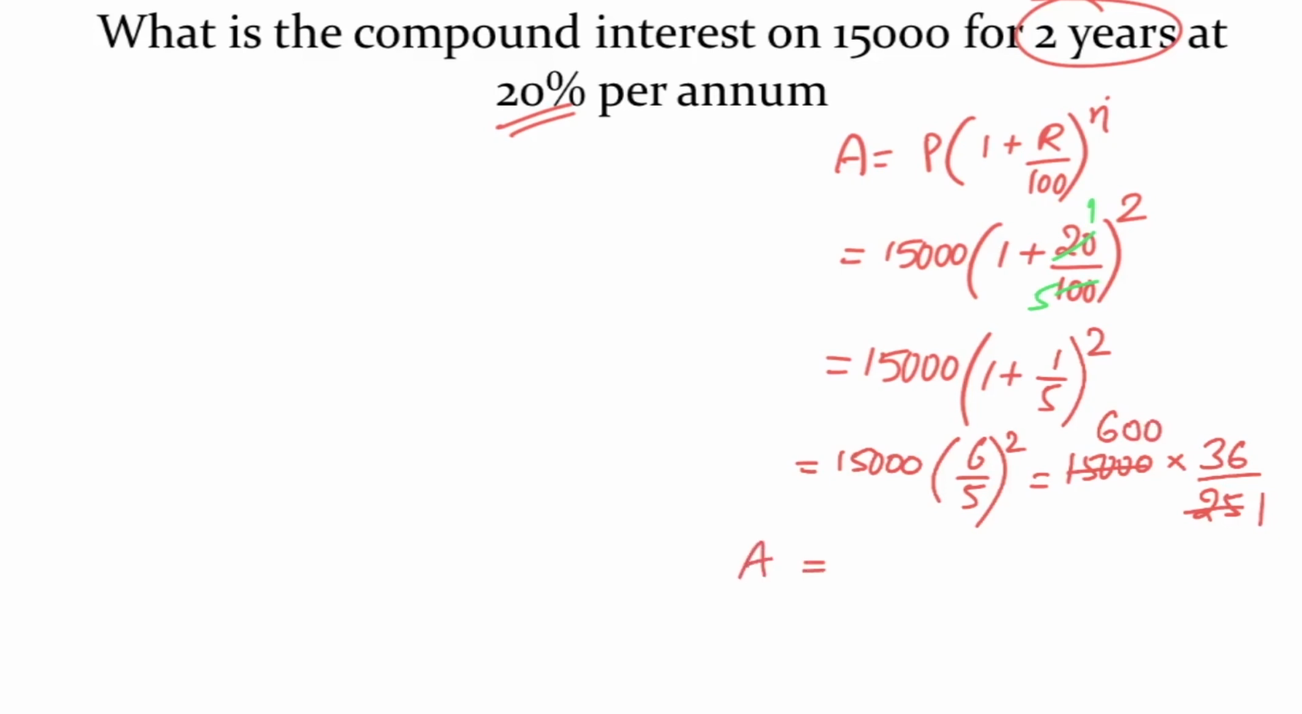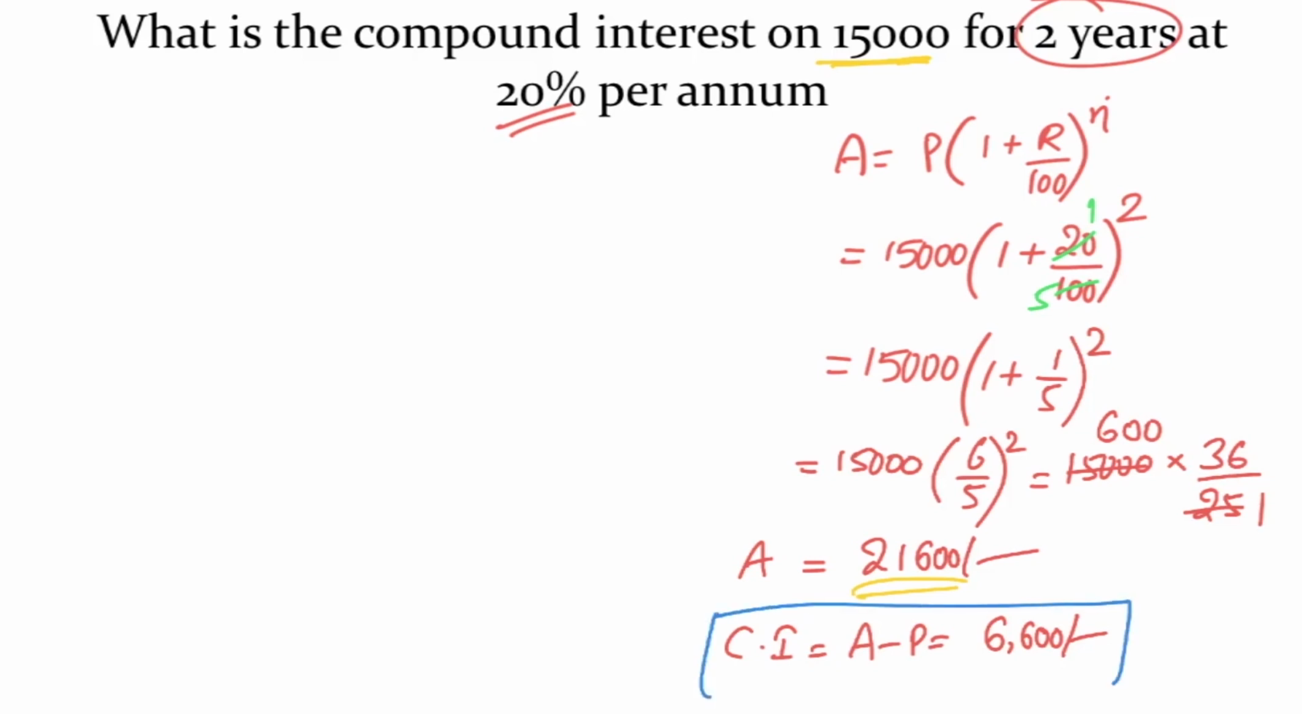So amount by the end of 2 years is 600 into 36, 21,600 rupees. If you see, we borrowed 15,000 rupees and we are paying a total of 21,600. So compound interest is amount minus principal, that is 6,600. Got it? I'll tell you another method.